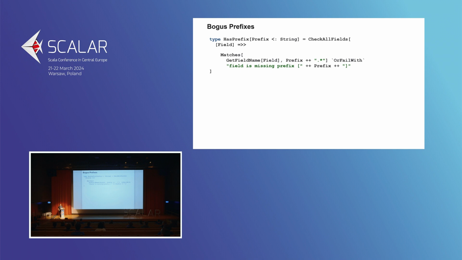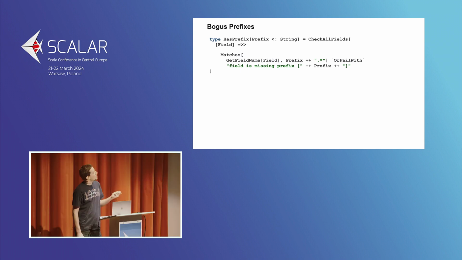And the last check to implement is, for some legacy reason, we have to have a prefix for our fields. So again, it's a per field check, and we're using the built-in matches function from the compile time package that takes a regular expression and applies it to a string. So we take the field name and the prefix that we're trying to check and run the matches function.